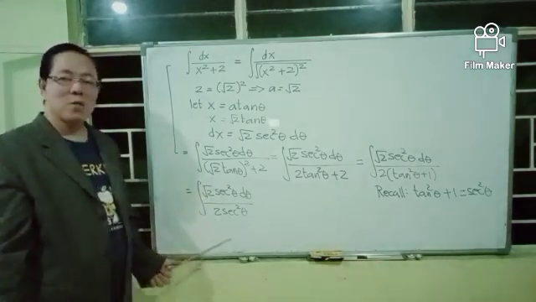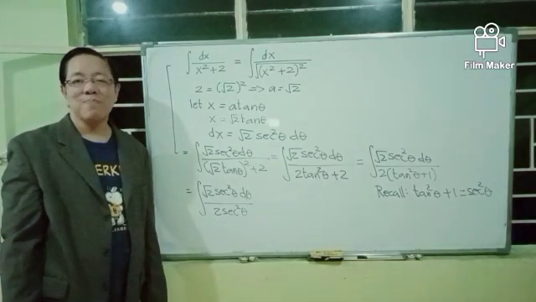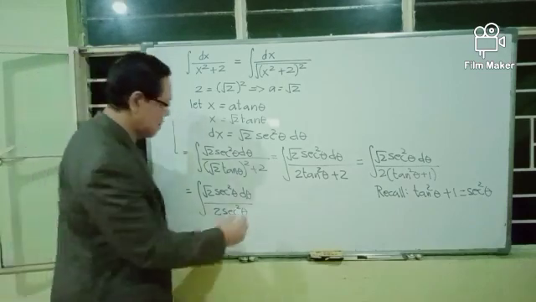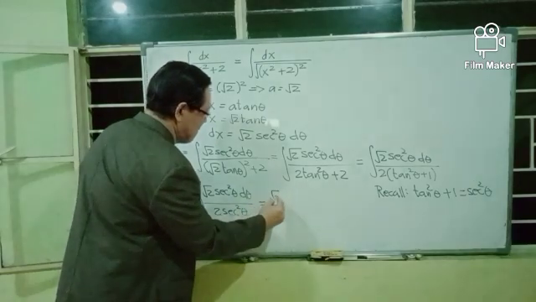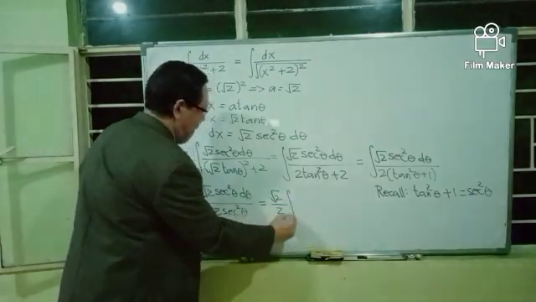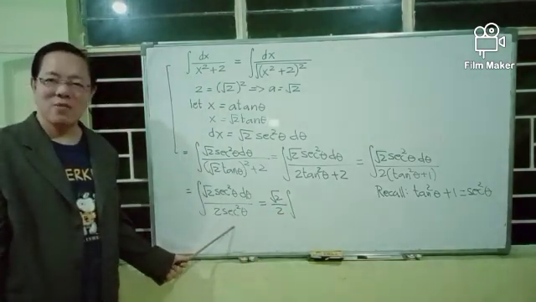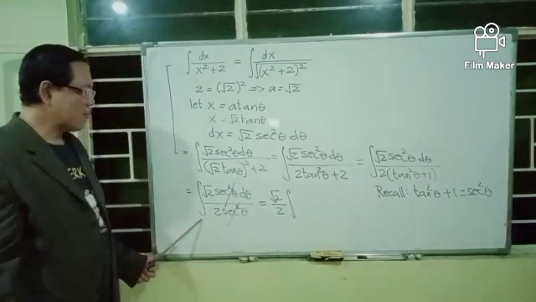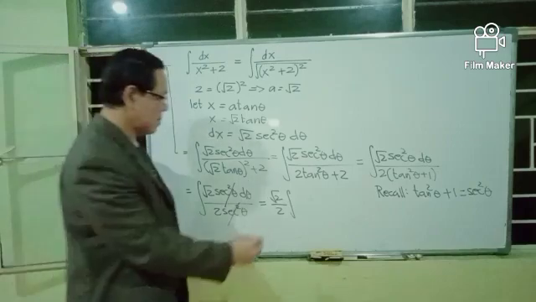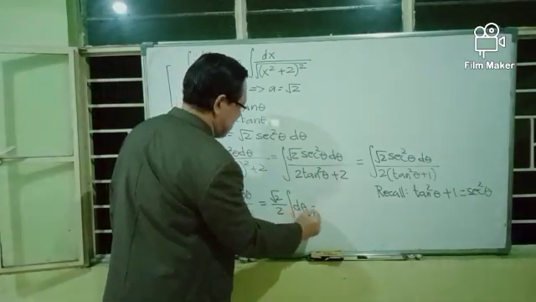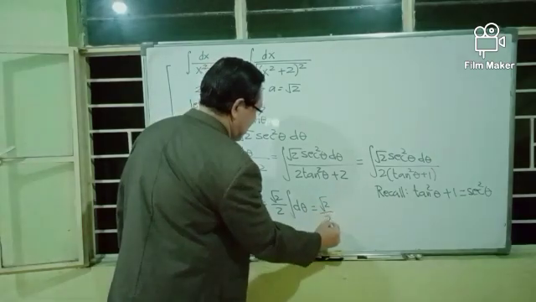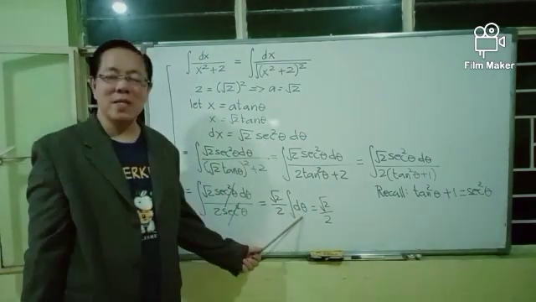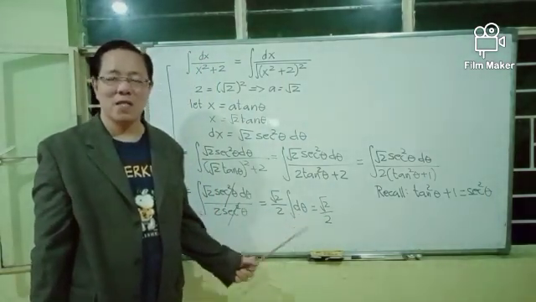Since square root of 2 over 2 is a constant, we apply one of the integration rules. We can take square root of 2 over 2 out of the integral sign. And secant squared theta over secant squared theta will cancel out because it's equal to 1. And we are left with integral of d theta. And the integral of d theta is theta plus c, the constant of integration.